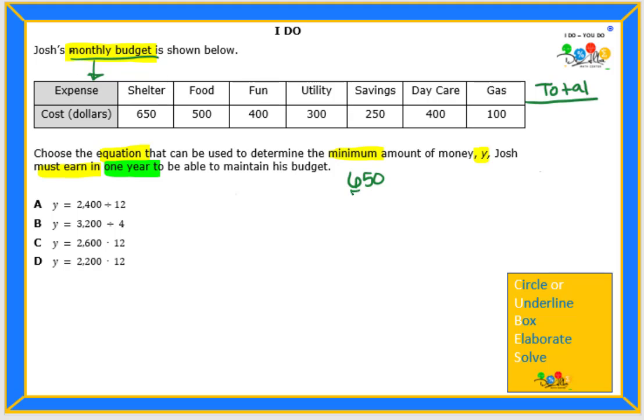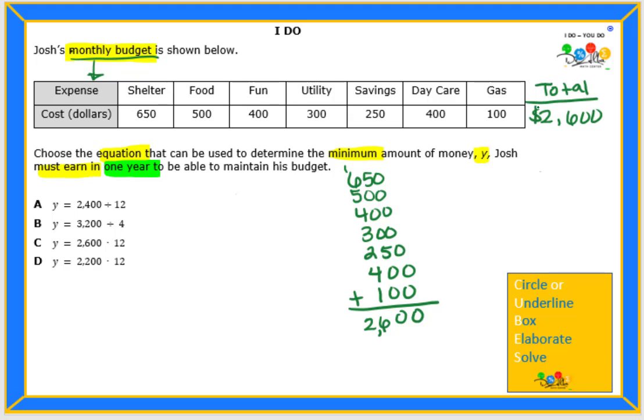650, 500, 400 for fun, 300 for utility, 250 for saving in case of an emergency, $400 for daycare, and $100 for gas. So if we add all of that up, what do we get? Go ahead and take a moment to add that up. Okay, so did you get 2,600? Great.